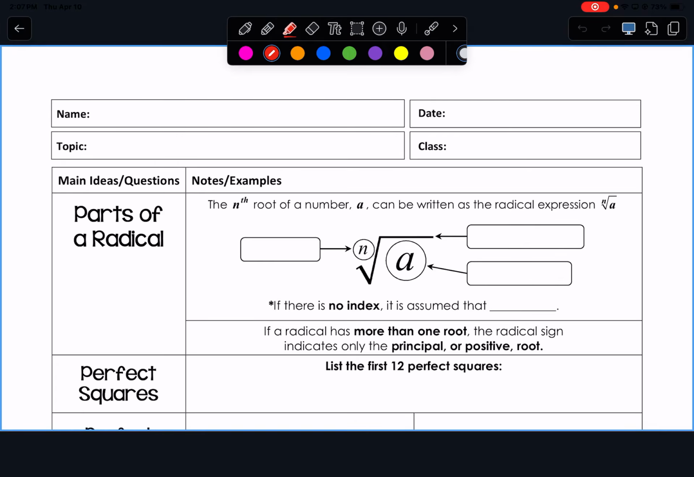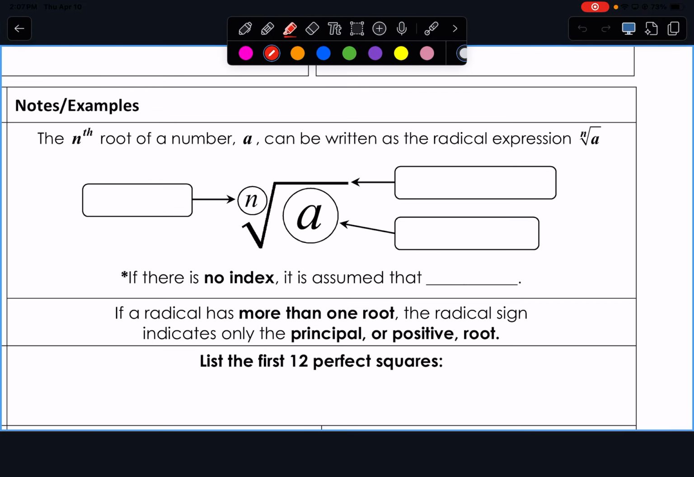I want us to just recap what is happening in a square root. So this part right here is the part that tells us what root we're taking. It can be a square root, cube root, fourth root, fifth root. That is called the index. I often refer to it just as the root. I don't hardly ever say index, but it tells us what root we're taking. And then the actual symbol itself is the radical. And whatever is underneath the radical is called the radicand.